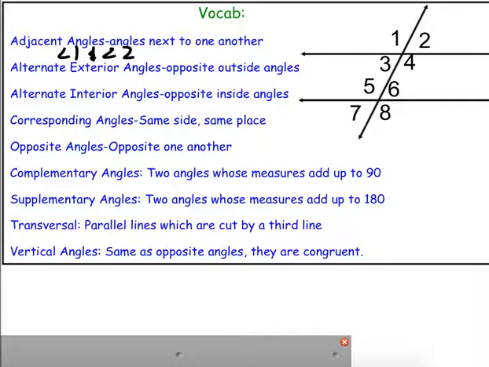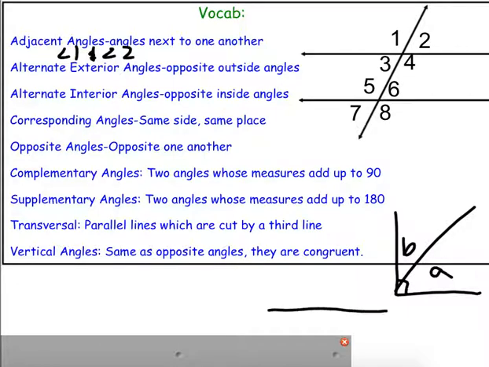Now in this case, these ones are adding up to 180. But in other cases, we might have something like a 90-degree angle that's split into angle A and angle B. Those are also adjacent angles, but instead they add up to 90 degrees. Or they could be neither of those, and we could have something like this, angles 1, 2, and 3. Angles 2 and 3 are adjacent, but they don't add up to 90 or 180. So we can't say a ton about adjacent angles.